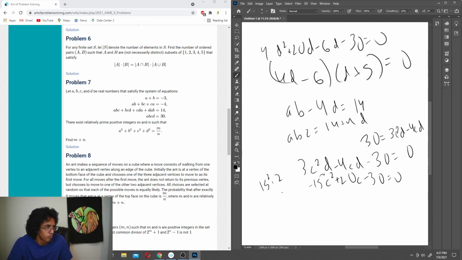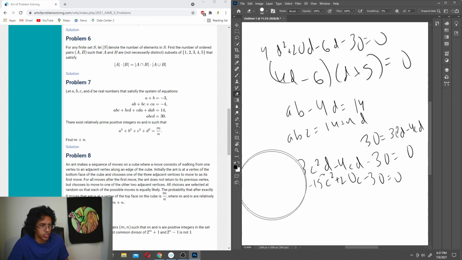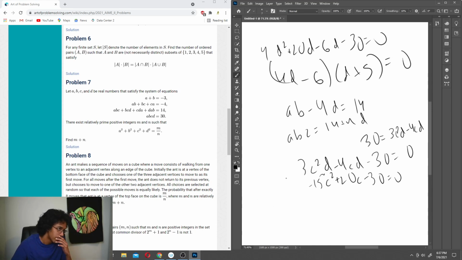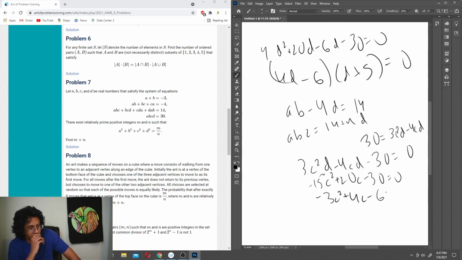Yeah, that gives you an irrational number, which might be legal, but I doubt it. I don't think you have irrational numbers, though actually, theoretically you could. Alright, so you got negative 3c squared plus 4c minus, we're trying to divide by 5, right? So minus 6, 18, yeah, that's definitely not happening.